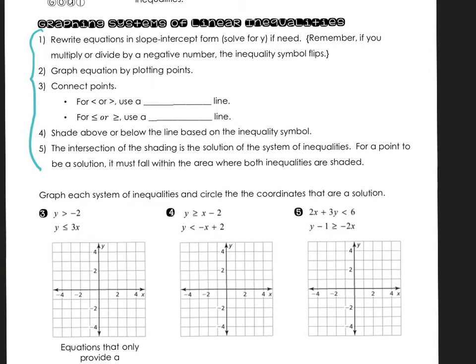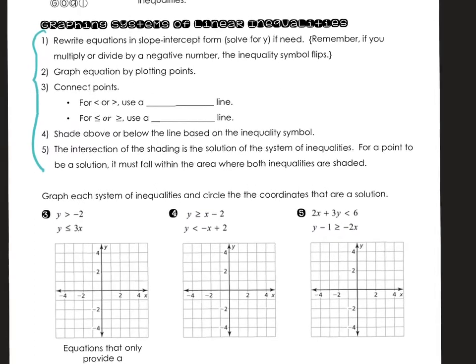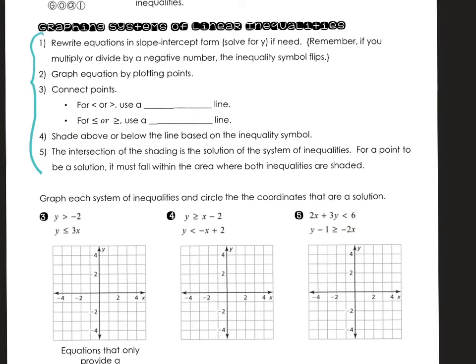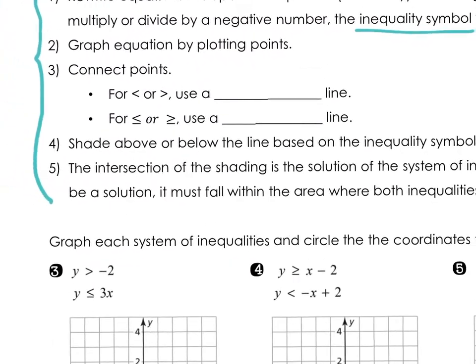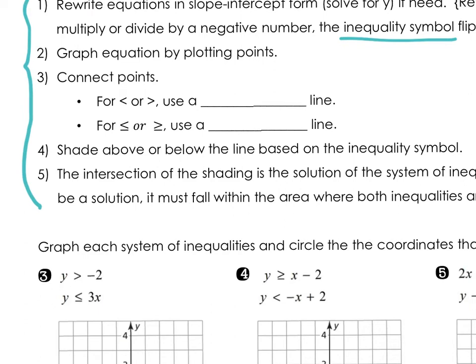So we still want to make sure our equations are in slope-intercept form or that y or x are solved for, okay? But since it is an inequality, not an equation, if we are multiplying or dividing by a negative number, the inequality symbol will flip. So less than becomes greater than, etc. When you draw your line, if it is less than or greater than, you'll use a dashed line. And if it's less than or equal to, greater than or equal to, use a solid line.